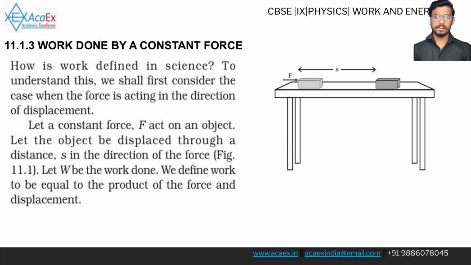Work done by a constant force. How is work defined in science? To understand this, we shall first consider the case when the force is acting in the direction of displacement. Let a constant force, F, act on an object. Let the object be displaced through a distance, S, in the direction of the force. Let W be the work done. We define work to be equal to the product of the force and displacement.